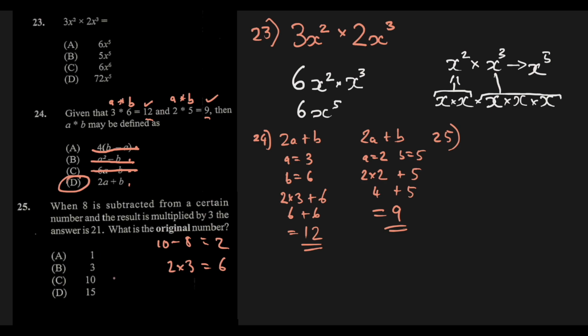Okay, so if this is 10, let's try 15. The reason I'm trying 15 is because the number I got was small and I need a bigger number. So let's see, 15, which is going to subtract 8, because it says when 8 is subtracted from a certain number. So 15 take away 8 is 7. Then the result is multiplied by 3. So 7 times 3 is 21. So I know my answer is this.